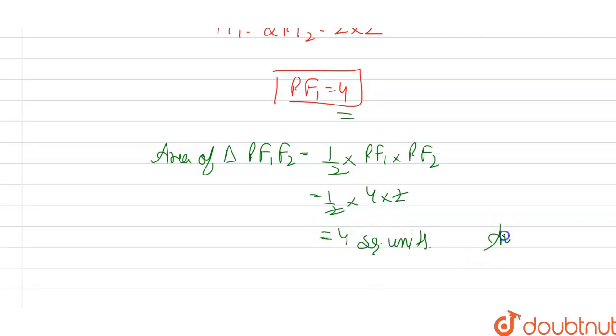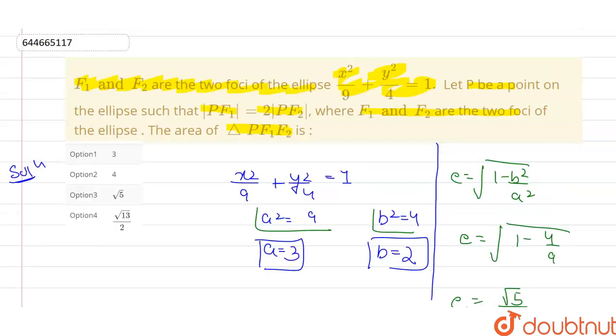So this is the area of the triangle we are looking for according to the question, which comes out as 4 square units. Now if I go to the options, I can clearly see that option number 2 is the correct option.